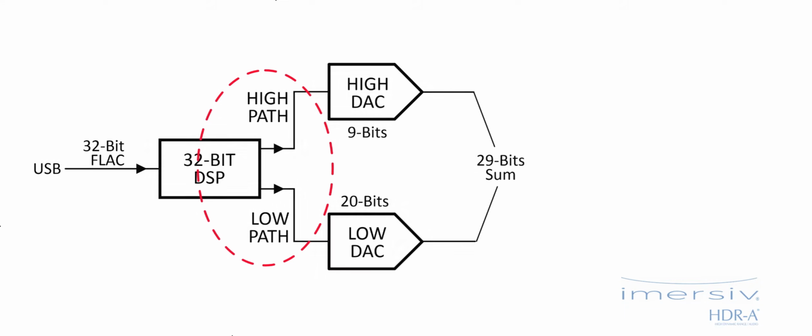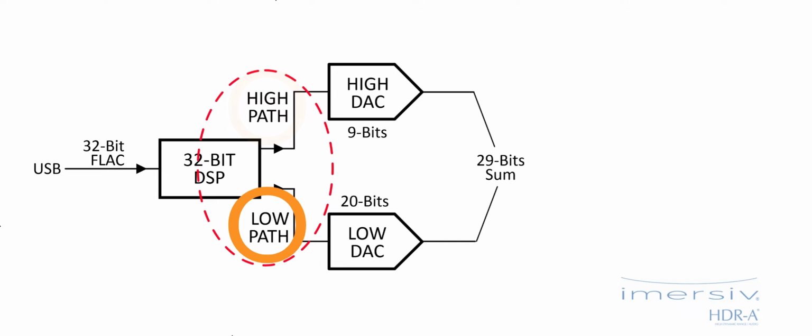Okay, so what is multipath, and how exactly does a D to A converter achieve 29 bits of dynamic range and linearity? Let's start with a common 32-bit audio file, say a FLAC file, from a USB output. The 32-bit file is then broken into 2 signal paths by the DSP, resulting in a high path and a low path.